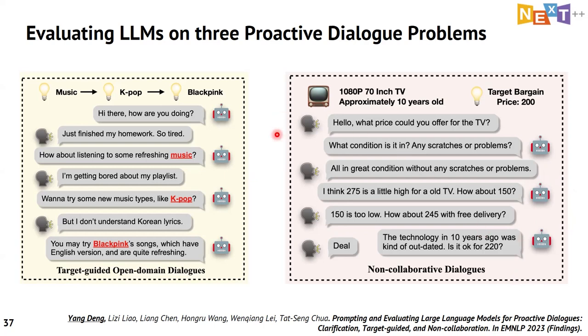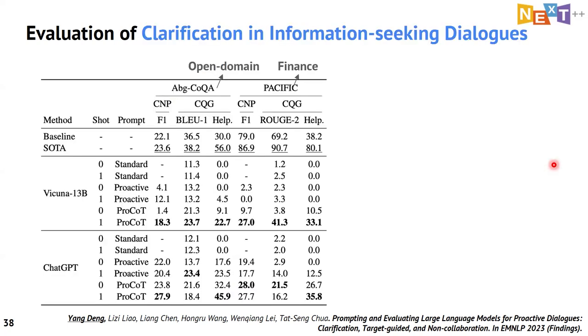And we can see that there, the user may play the role of the buyer who wants to buy the product with the price as low as possible. But the system may play the role of the seller who wants to sell the product with the price as high as possible. So we can see that during the non-collaborative dialogues, the goals between the users and the system are actually conflicting. So here I will introduce the evaluation results from this paper.